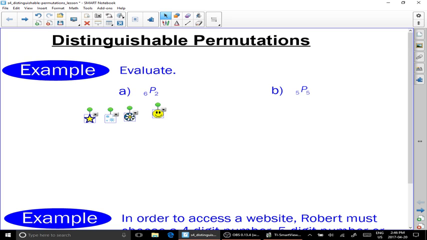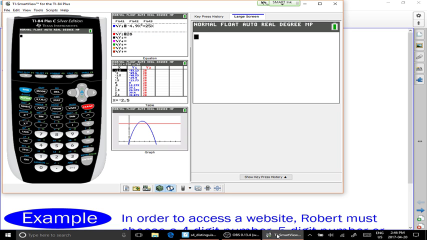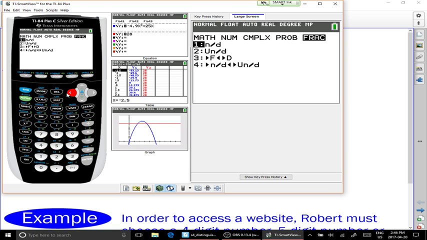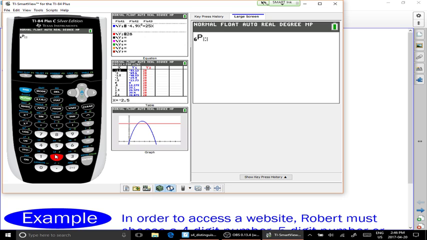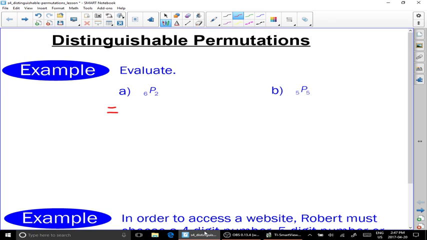So we've already done a little bit of this, but we're going to figure out what 6 pick 2 is and 5 pick 5 is. And again, we could use the formula or we can just use the graphing calculator. For 6 pick 2, we hit 6, then we go to the math menu, we pick the probability menu, and then we pick option 2, and then we write a 2 for 6 pick 2, hit enter, and the answer is 30.